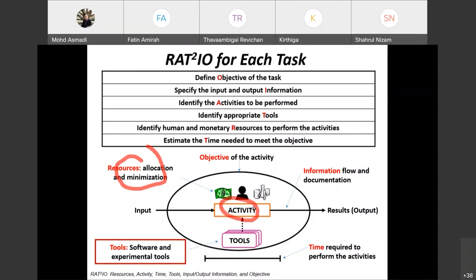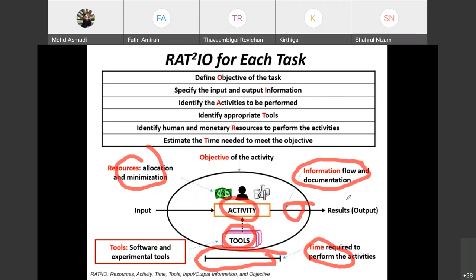Within a specific period, which is the time, we have to follow it. Using proper tools like software and an experimental setup to generate the necessary information, flow, and documentation before we get the output or meet the objective. So tools are software. This is the meaning of the different resources we need to achieve our objective or task.